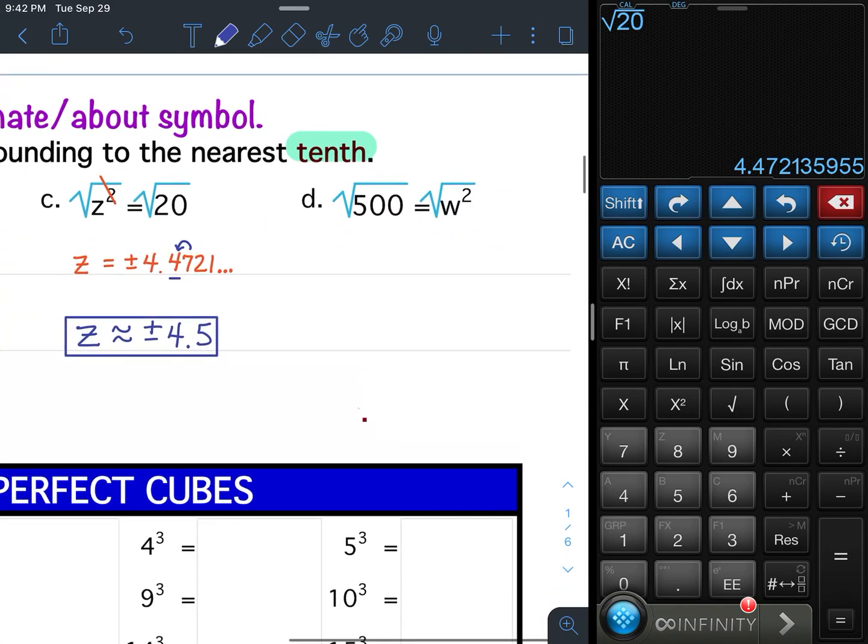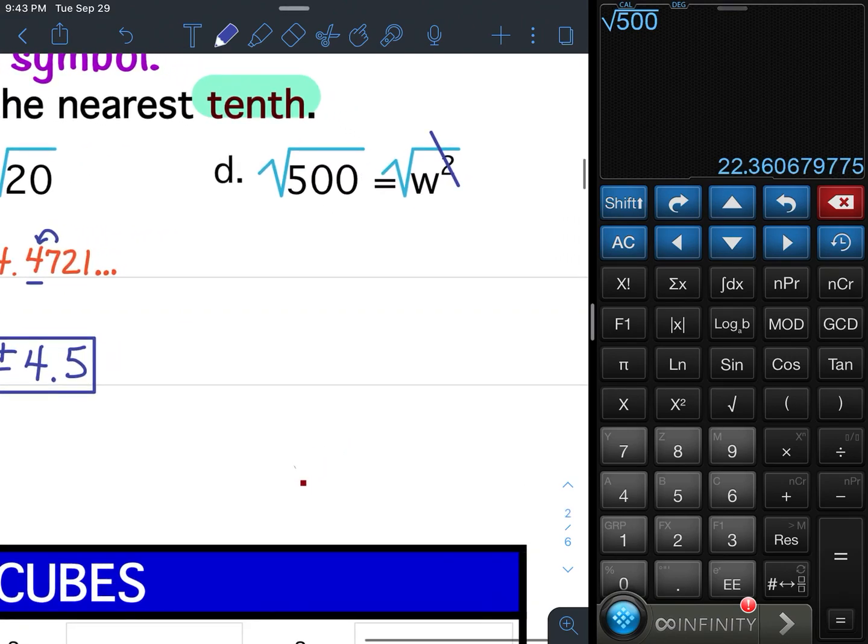Okay, for D, take the square root of both sides. That allows me to cancel the square and the square root. Try that again. Put the square root of 500 in my calculator, and I get 22.3606 and so forth. So positive and negative 22.3606, put the ellipsis, equals W.